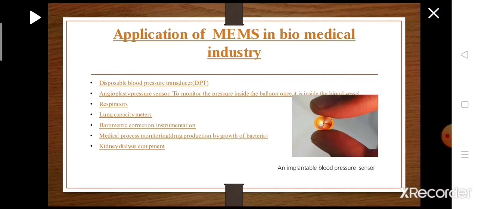The figure shows an implantable blood pressure sensor. It's a blood pressure sensor, an implantable blood pressure sensor. So a MEMS device can be implemented in the human body. MEMS surgical tools provide the flexibility and accuracy to perform surgery.